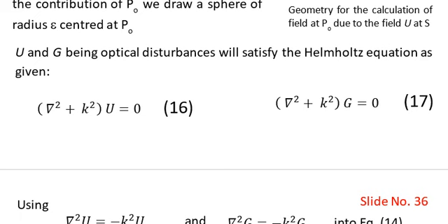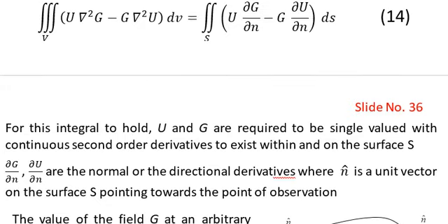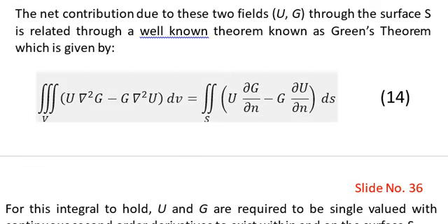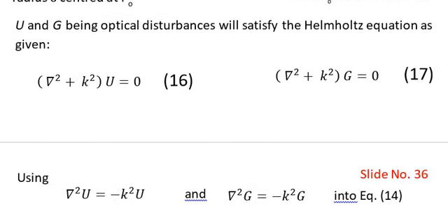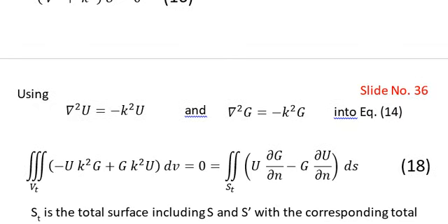These equations will help us to eliminate the del square from the previous equation, that is, from the Green's theorem equation. We can replace del square G and del square U using equations 16 and 17. Taking del square U from equation 16, we have minus k square U, and del square G from equation 17 is equal to minus k square G. Substituting this in the volume integral, you see that the argument of the volume integral cancels out because the terms are the same with opposite polarities, and we get the total volume contribution from the volume integral equal to 0.